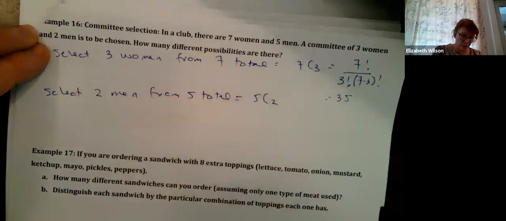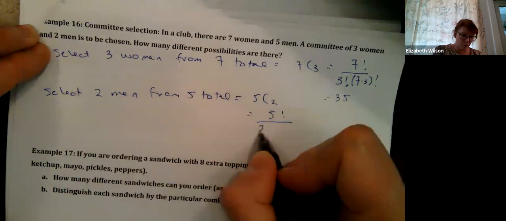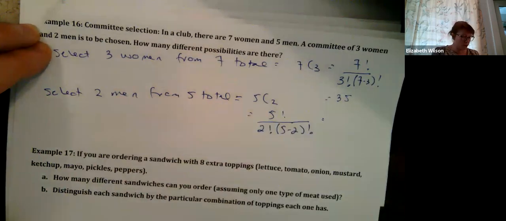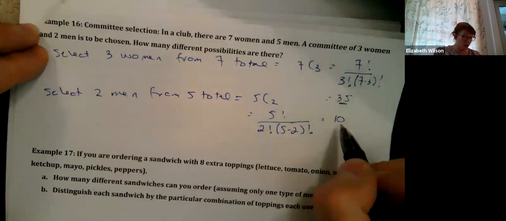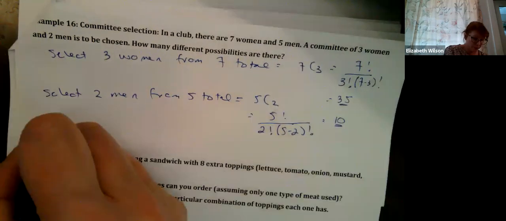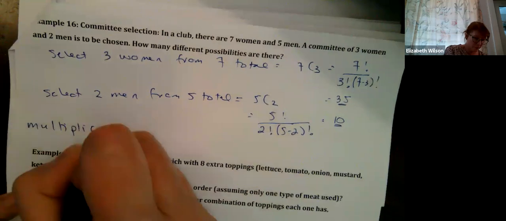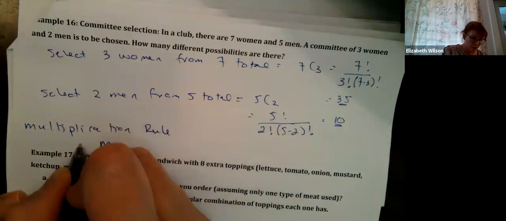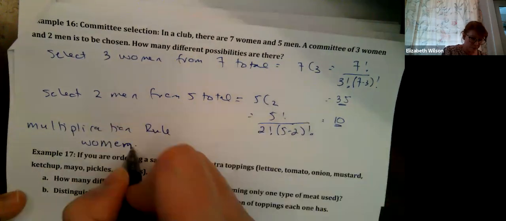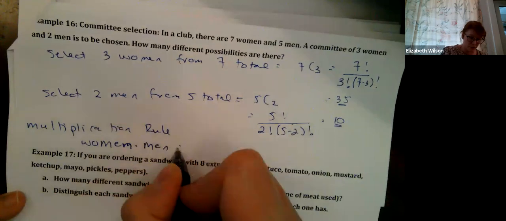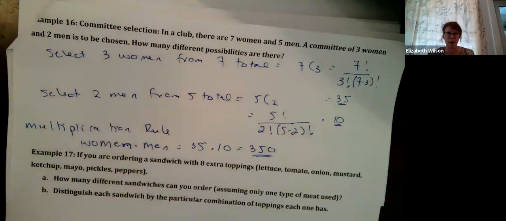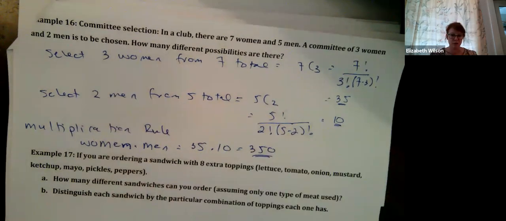So I'm going to set this up as 5 factorial all over 2 factorial, 5 minus 2 factorial. Okay, when I subtract and multiply everything through, I have 10. So I have 35 ways to do the women and 10 ways to do the men. Our multiplication rule says I'm going to multiply the total number of women combinations that we found times the total number of men combinations that we found. So this is 35 times 10, which gives us a total of 350 different possibilities that we can choose this particular committee.